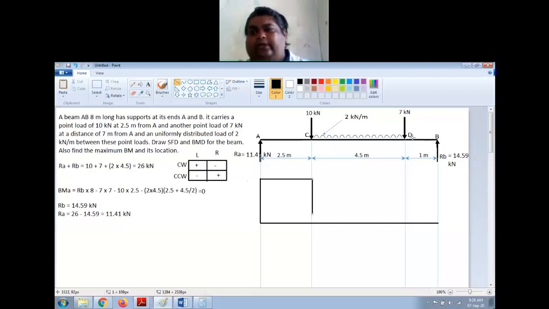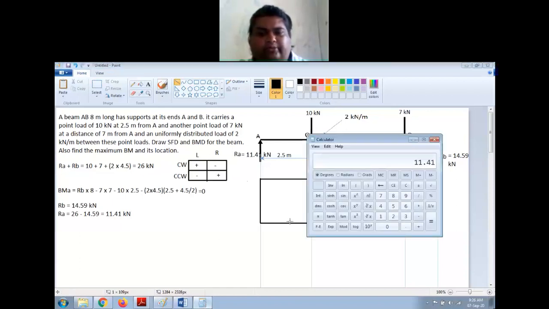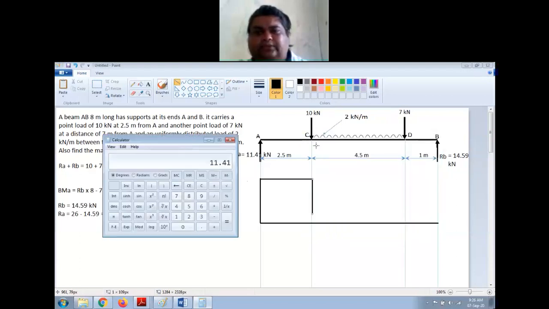Now from C to D, I have a UDL of 2 kilonewton per meter and the length of the UDL is 4.5 meter, right? So let me open my calc here. This is slightly complex, so I'll show you how to. Now I started from this point, so that was positive 11.41 and I came to this point where I dropped by 10, so minus 10. So I am at 1.41. The value at this point is 1.41.